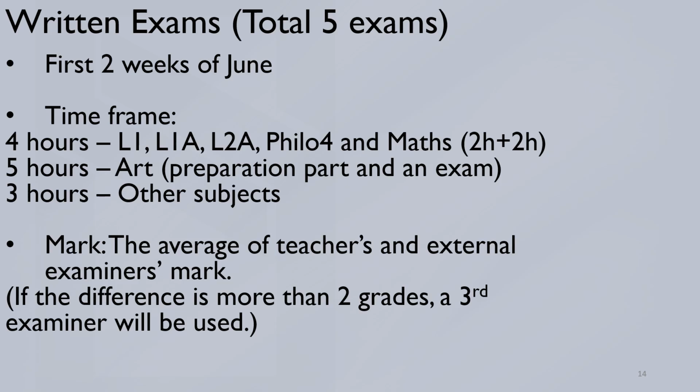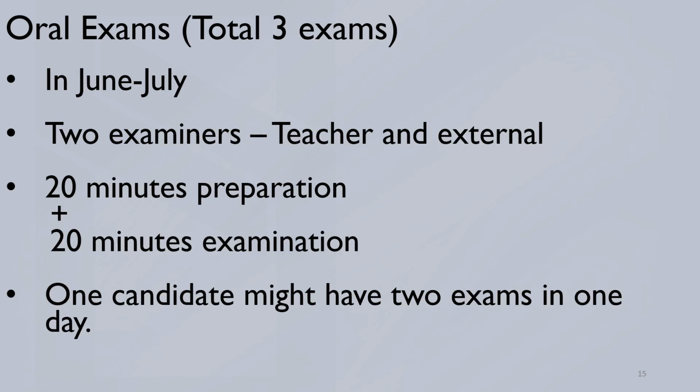Exams will be graded by both your teacher and a second external examiner. The final mark will be the average of these 2 grades. If the difference between the 2 grades is more than 2 marks, a third examiner will review the exam and determine the final grade. Oral exams are held at the end of June or the beginning of July.